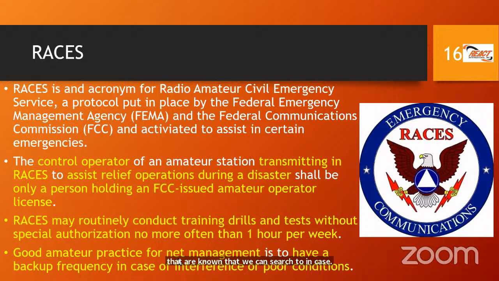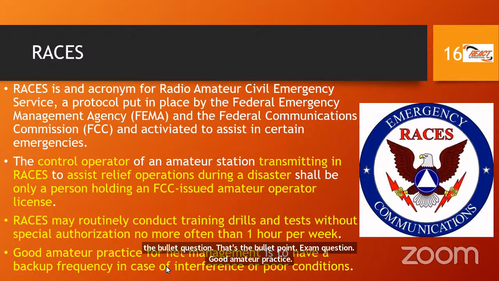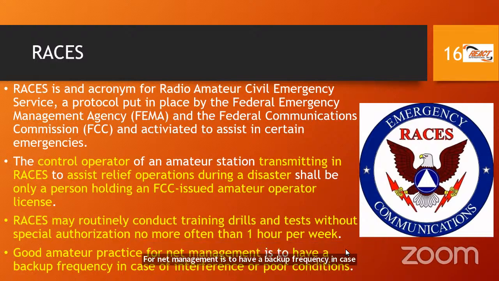We can switch to another band, another frequency, or in case there's interference. And we need to know that. We need to have had that prior arrangement. So that's the bullet point, exam question. Good amateur practice for net management is to have a backup frequency in case of interference or poor conditions. Exam question.